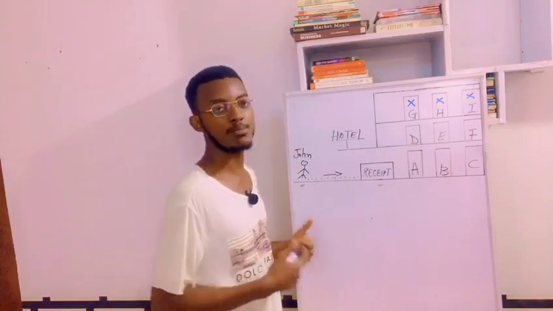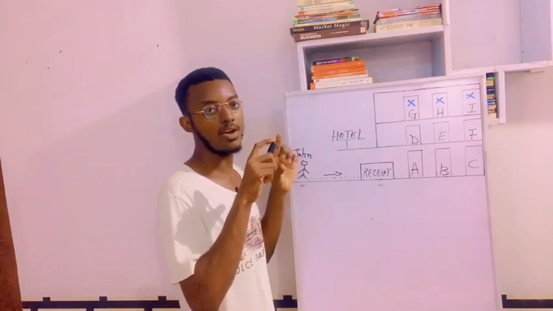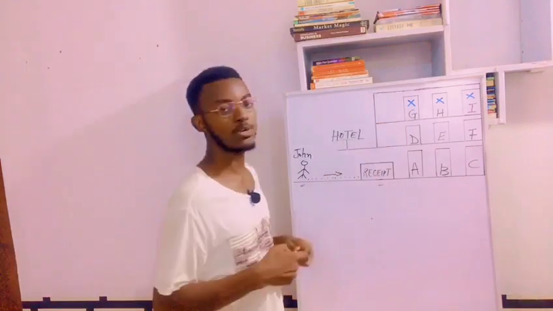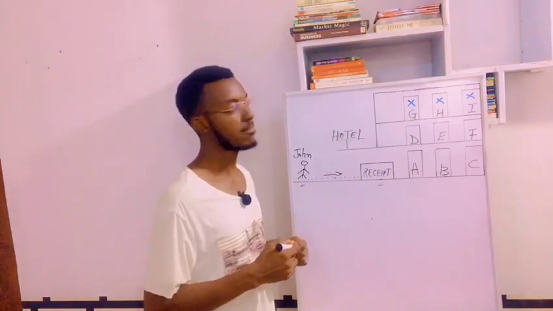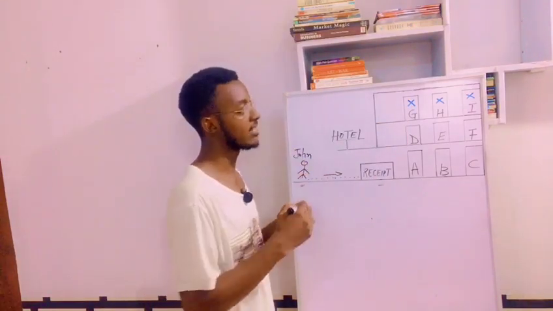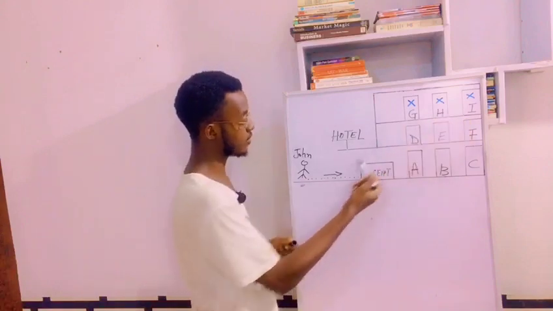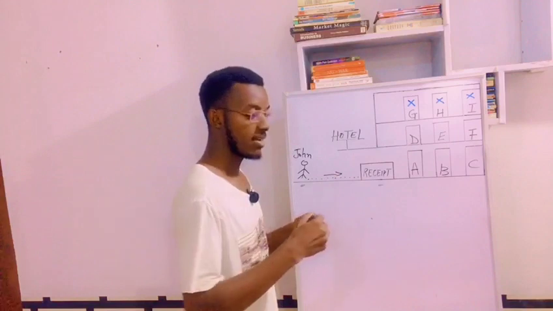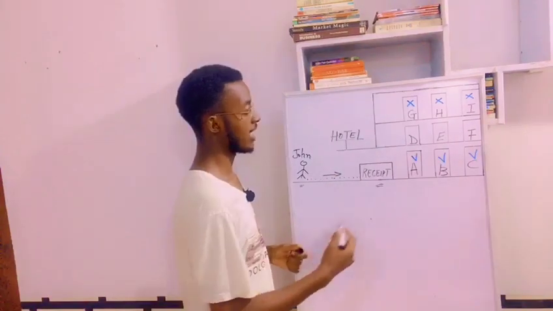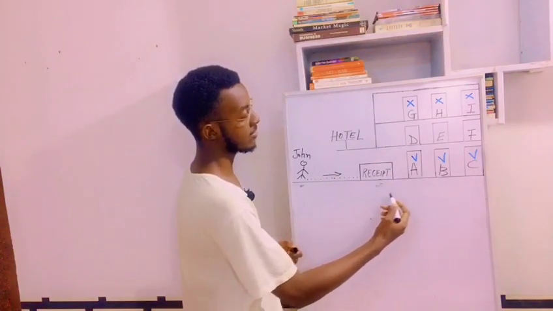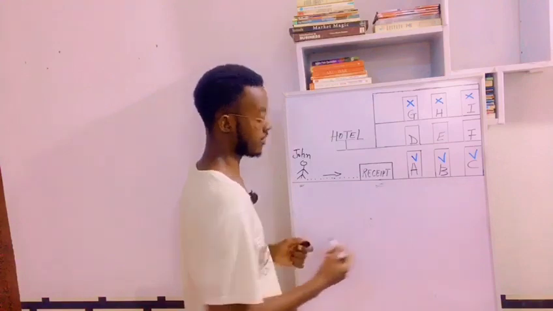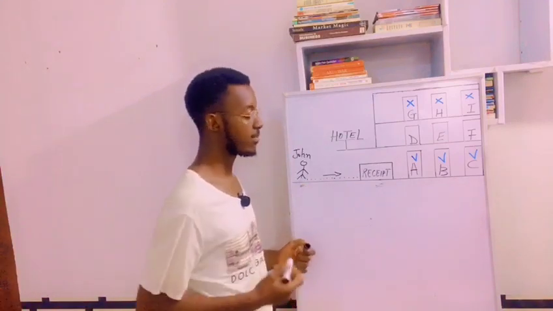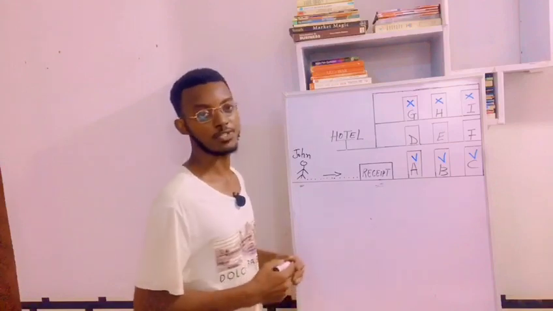This is an example of a DHCP exclusion. So this room or IP address cannot be handed out to clients because they have been put aside. So any of these rooms cannot be given to John because they have already been put aside. And the hotel clerk found out that the first three bottom rooms are reserved and cannot be given to John. So this is an example of a DHCP reservation.